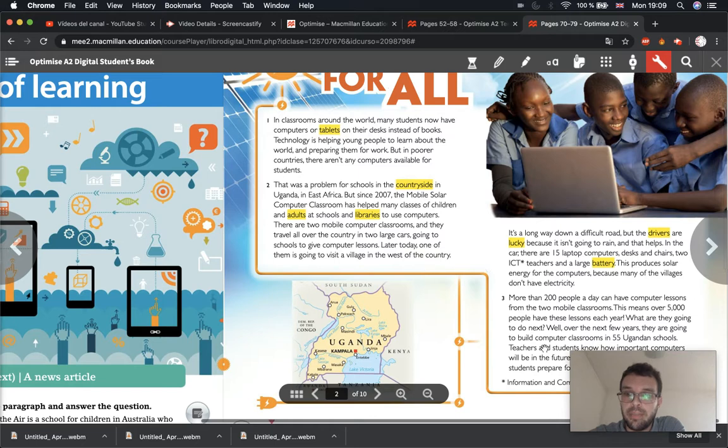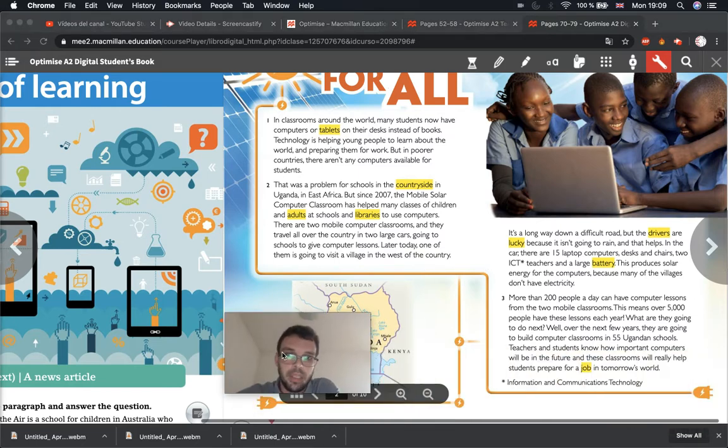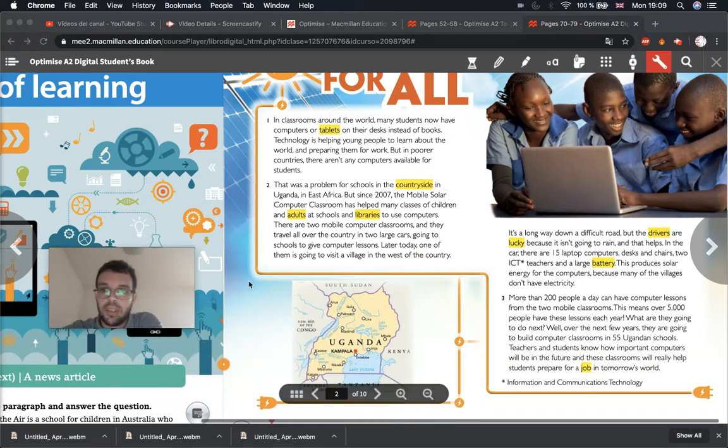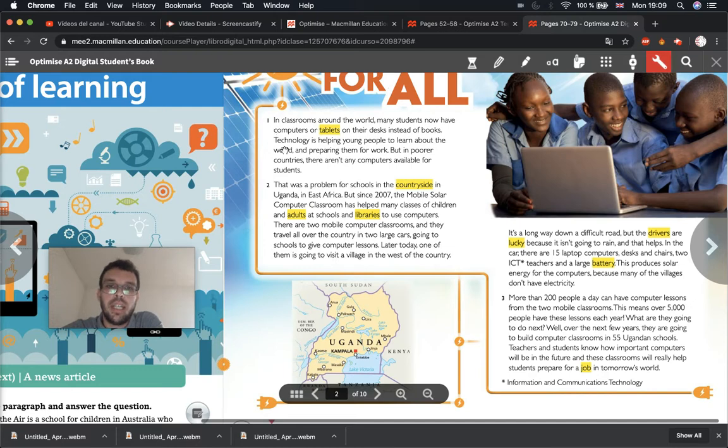Let's give it a try. What we'll do is you can pause the video, and you can read the text. Read it a couple of times if you need. But just read it to yourself. Pause the video and read the text.